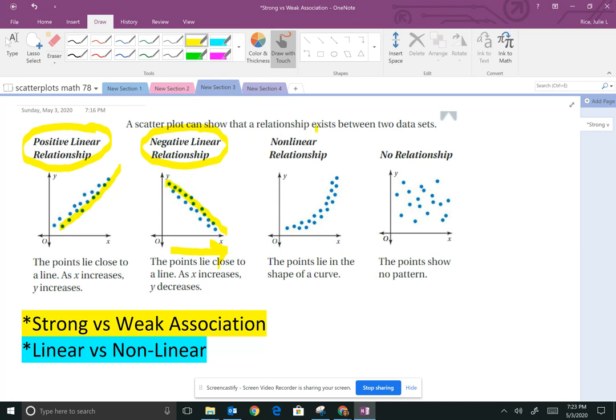We also have a non-linear relationship, where it doesn't form a line. It goes more of a curve, but the points are still kind of close together. And if your plot points are just scattered everywhere and they don't make any sense at all, then it would have no relationship at all. When we look at these, a couple things to point out. I already mentioned linear and nonlinear, but also strong versus weak: the closer together the dots are, the stronger the association is. The farther apart they are, the weaker it is.